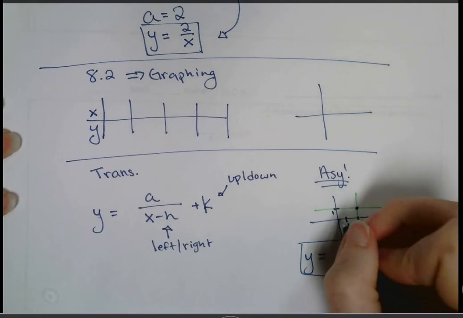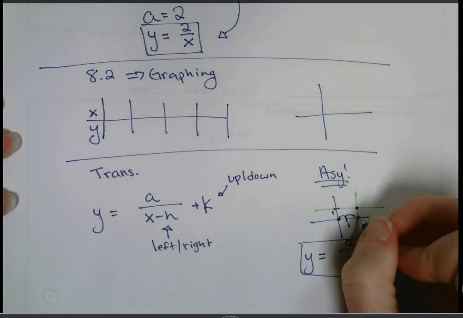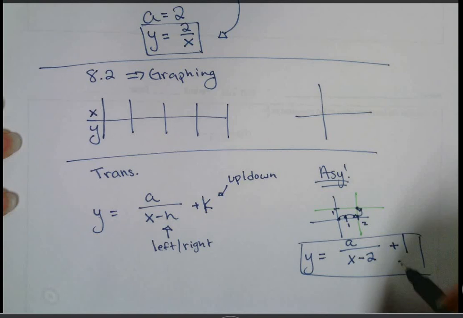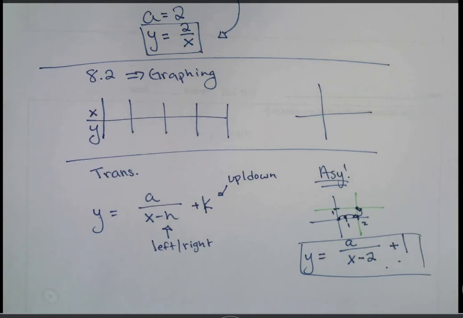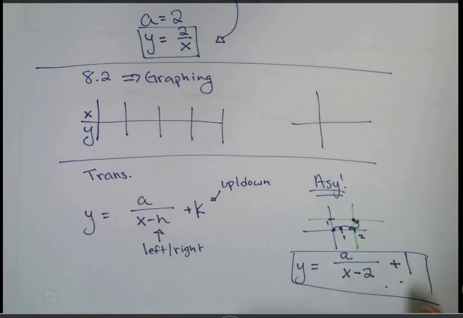So look to see, hey, this is my origin. How many over to the right did I go? How many up did I go? That's going to be how you change that equation. That's pretty much it for graphing. If you want more detail on that, watch the full video for graphing.